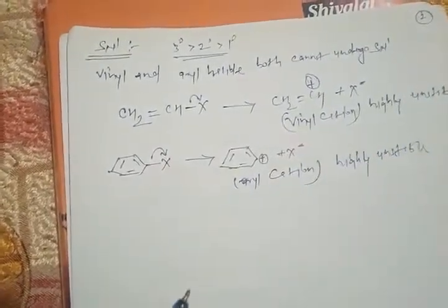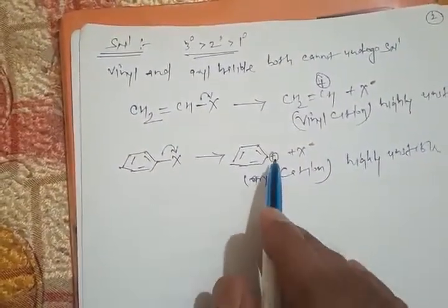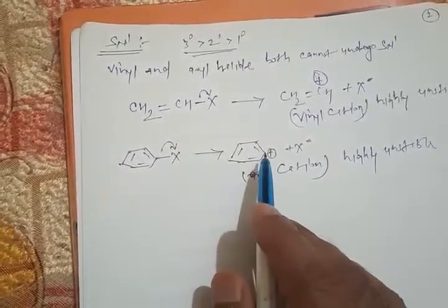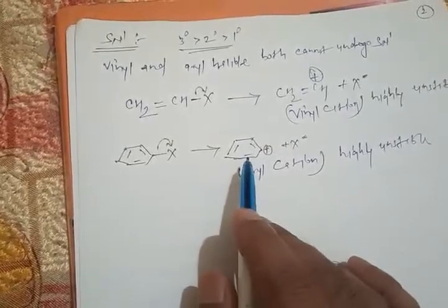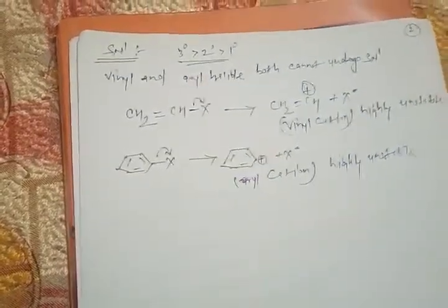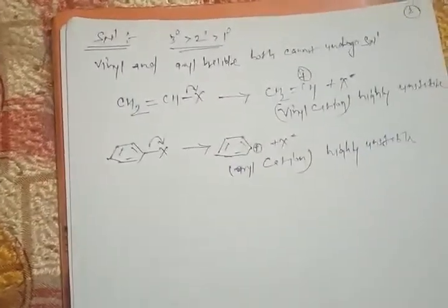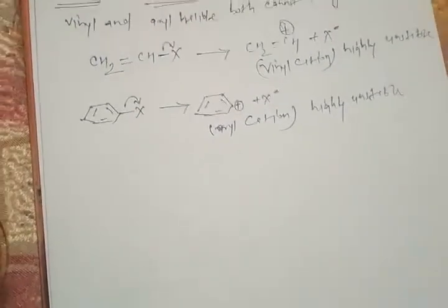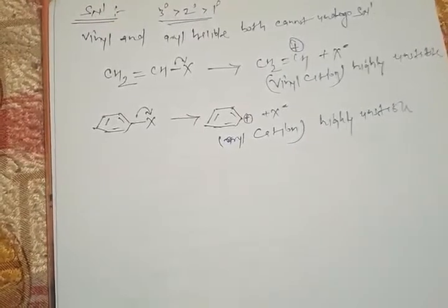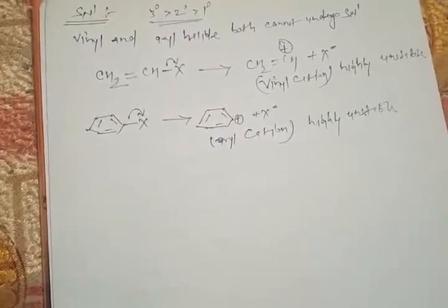Okay, and if it is highly unstable, it does not proceed further, because it cannot be resonance stabilized, and there is no electron donating or releasing group. So this is the reason why vinyl and aryl halides do not undergo SN1 and SN2 reactions. So alkyl will go for SN1 and SN2, but aryl and vinyl will not go for SN1 and SN2.